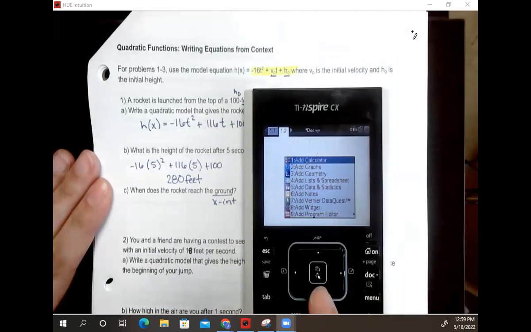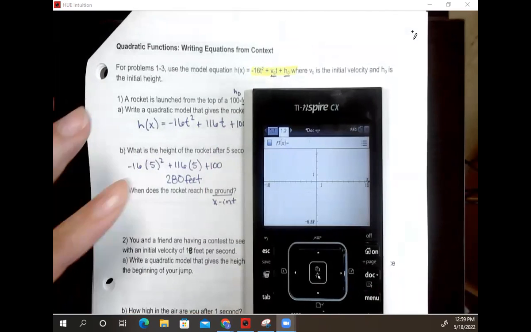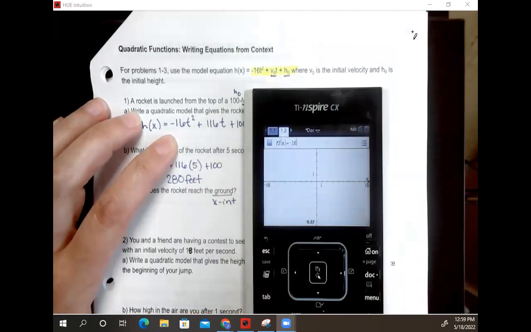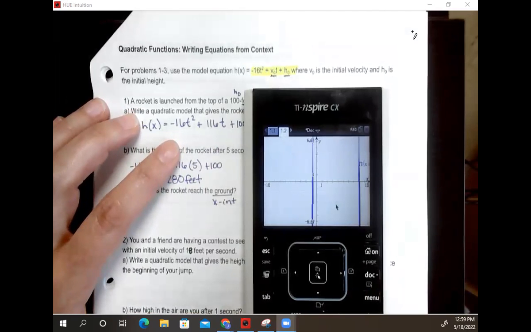Now I'm going to add a graph page, and I'm going to type in the function that we created here. Now, when I type this in, I'm going to use x's instead of t's. Your calculator doesn't know what t means. It's set up for x's, so we're going to use x's. And again, that's the only thing I'm changing about this. Everything else is what we wrote for part A.